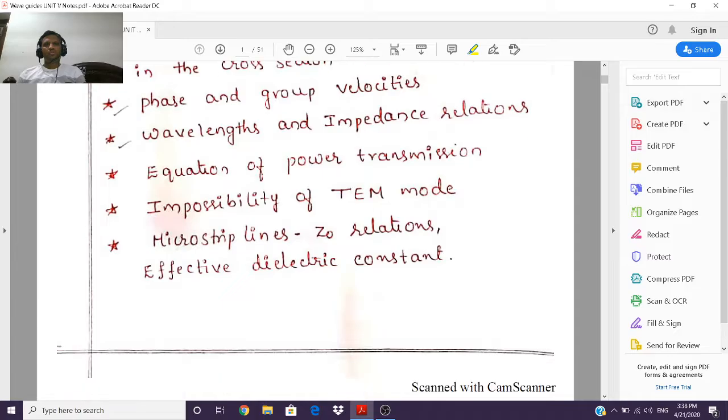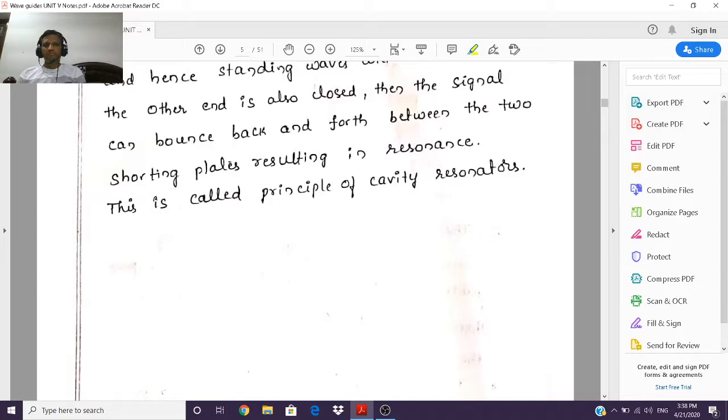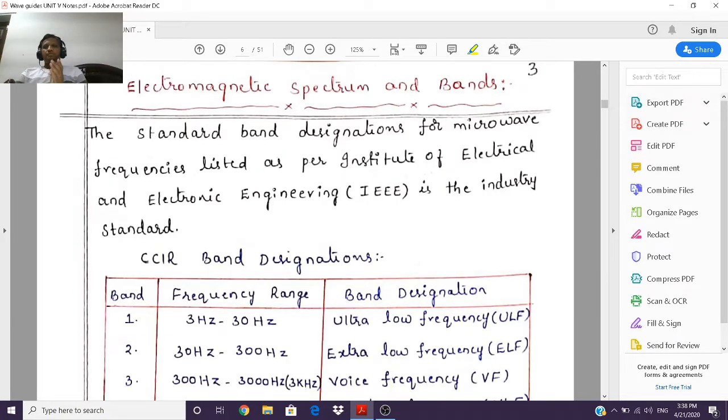Now I'll be moving on to the electromagnetic spectrum and bands. So this is what we are going to see now. What actually is this electromagnetic spectrum? Maybe you might have seen this a little bit in your 11th and 12th standard. But first let us define it. The electromagnetic spectrum means the band of frequencies or wavelengths in which electromagnetic radiation extends.